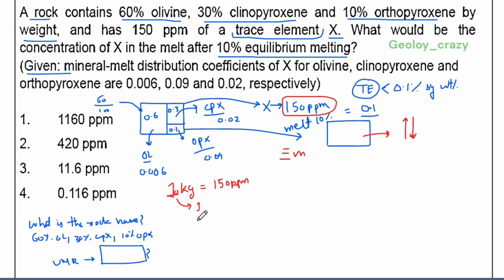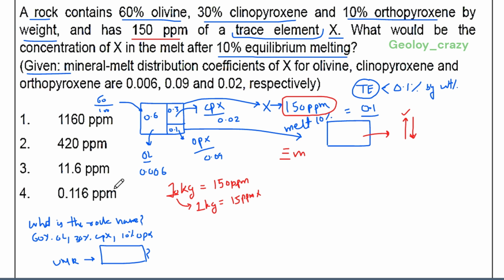So now for 1 kg, don't go with this one divided by 10. This ppm, no, this is the wrong way. That is not what the question is asking. The question is telling us that we are melting the rock up to 10%. Now we have to calculate that. I'm telling you why this value is going to increase. In our mind it will decrease, but this is the right way. Its value is getting increased. We are not getting a value less than 150 ppm in this case.